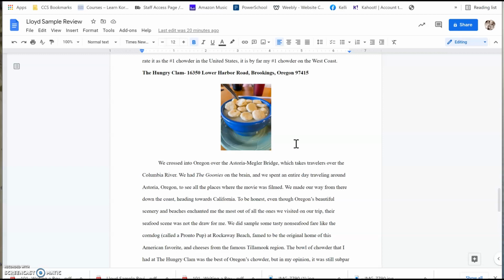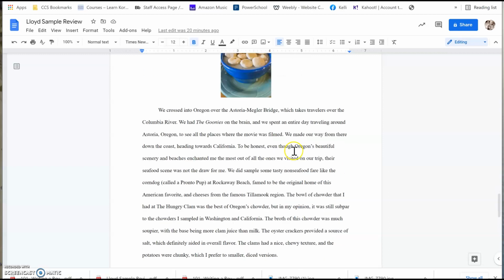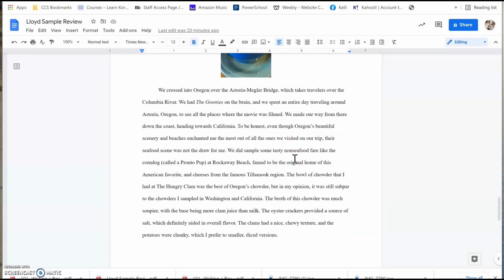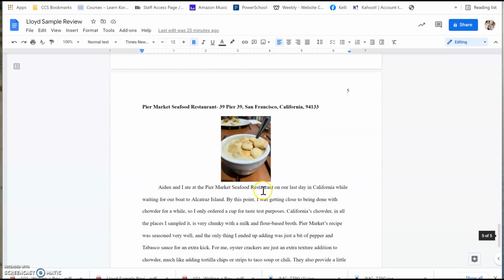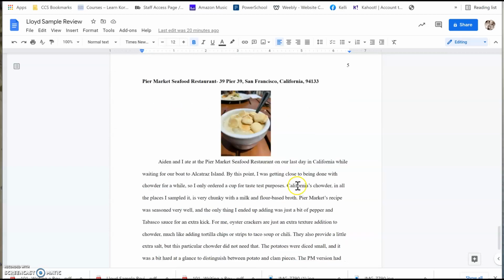So I talk about how that's why the chowder itself was not 100% exactly what I'd gone to eat, but that when I did, this was the best of the ones that I tried in Oregon. I do the same thing. I talk about how it's set up, talk about the broth, I talk about how it's presented, I talk about the clams and whatever, and then I continue on to finish out that review and whether I would refer it to somebody else. Same thing with Pier Place Market in San Francisco.